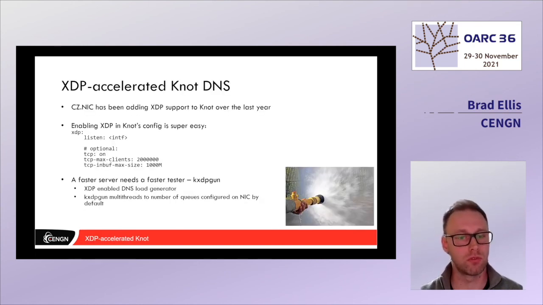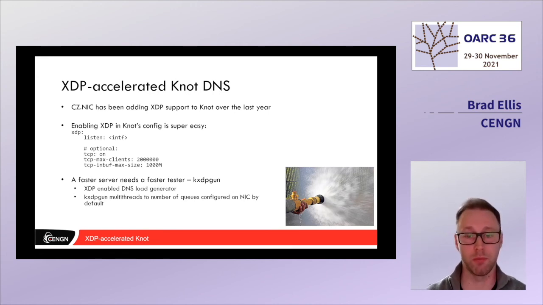So now that we have XDP as a target, we're looking for ways to get this enabled. We tried the Kubernetes route. It didn't really work for us. And then we reached out to CZ.NIC, the guys who wrote Knot, because they had it enabled in Knot. And we worked with them over the past year or so to get that going.